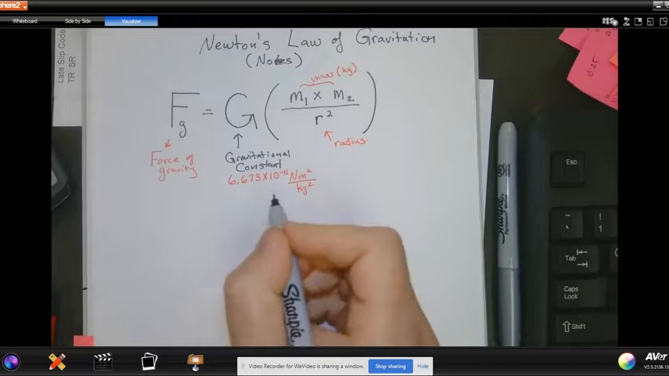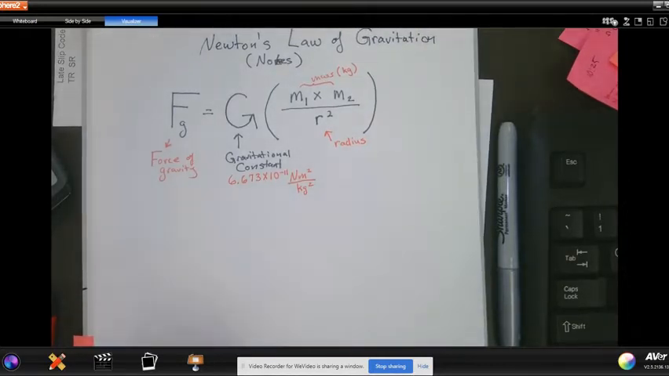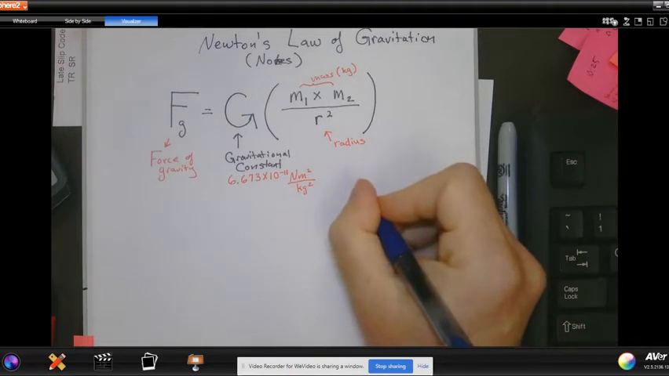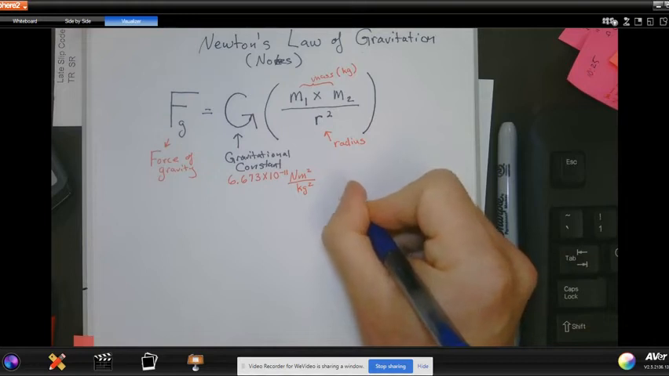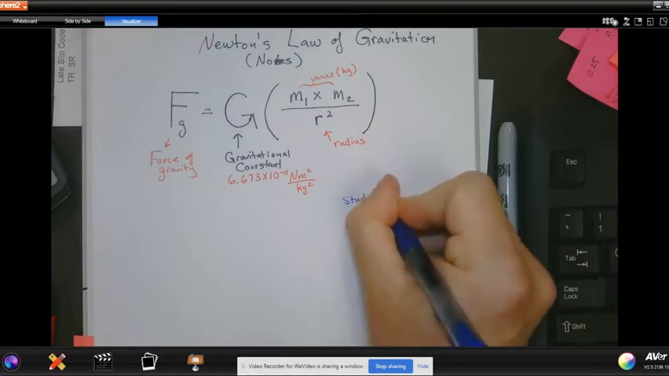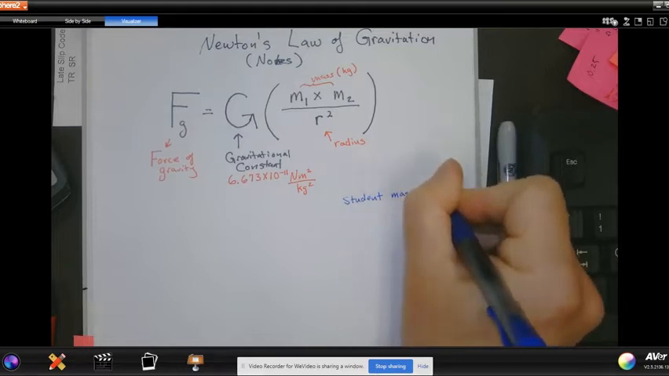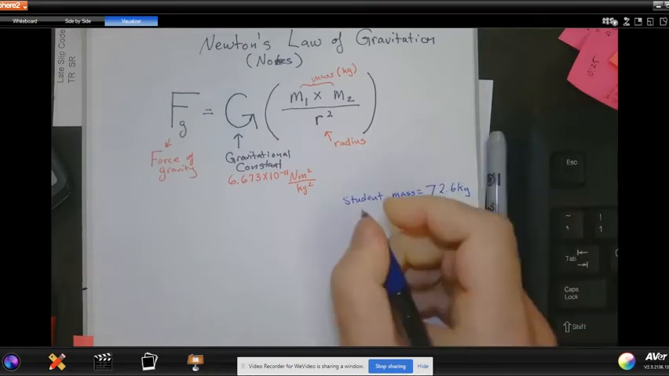Okay. All right, the next thing that you need to know is what are the masses of the two objects? In this case, I'm going to use an example. One of our students in the class that I did this example for, his weight was about 150 pounds. If we were to convert that into mass, that comes to about 72.6 kilograms.